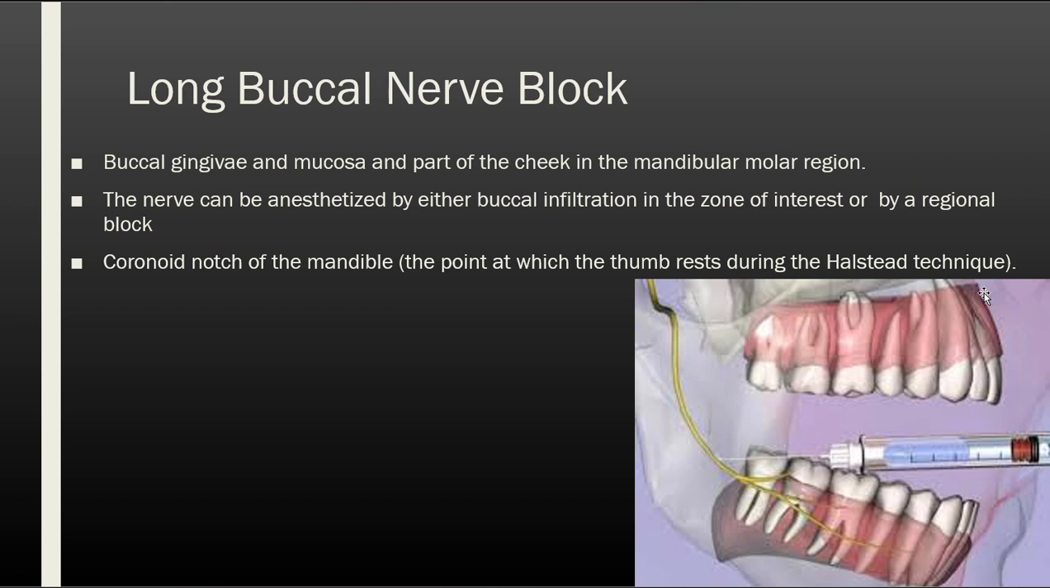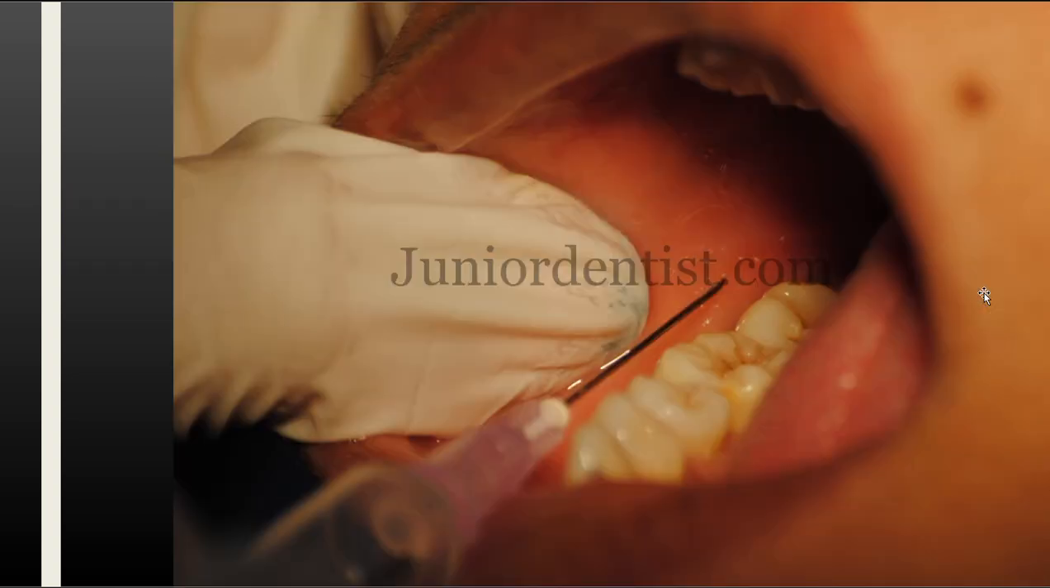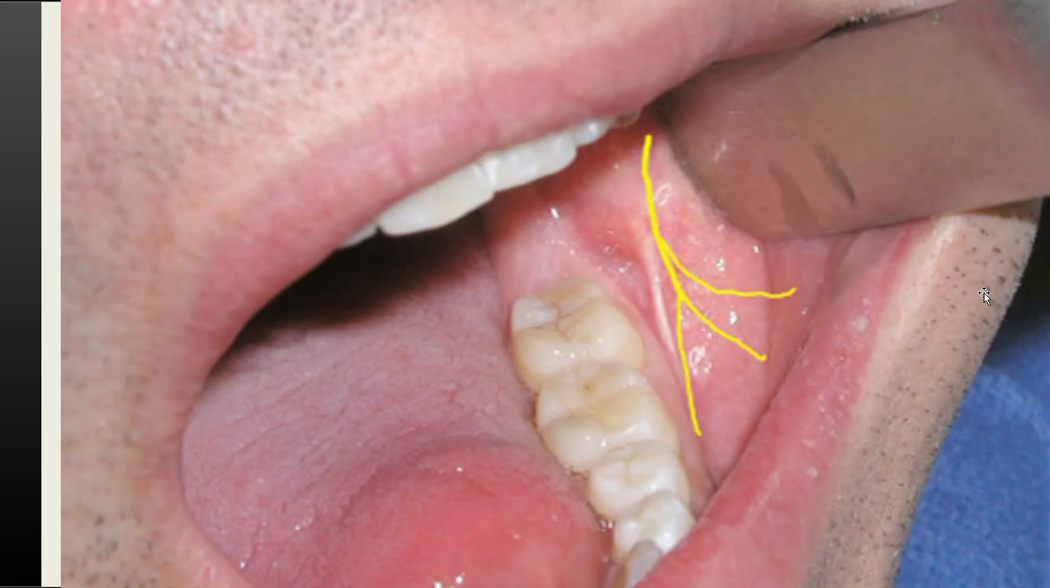The long buccal, so we anesthetize the buccal gingiva for the molar teeth. Now we can have buccal infiltration at the wisdom, for example, or regional block. We try to find the coronoid notch, that's where we try to give it, to have a block, okay? But mostly we use it as infiltration.